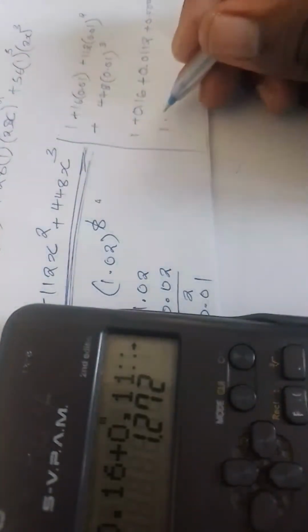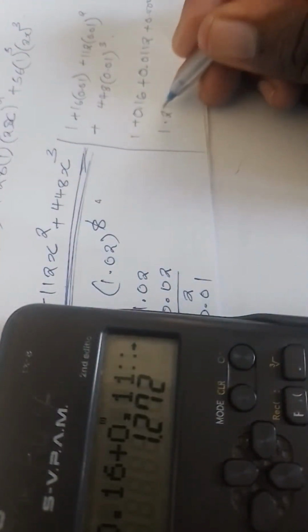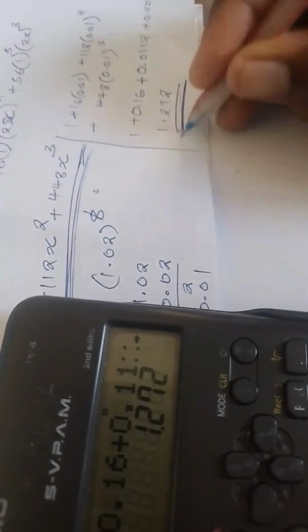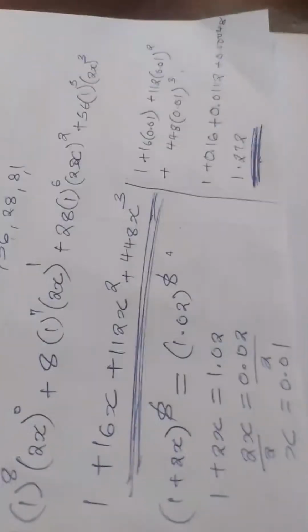So if we add, it will be 1 plus 0.16 plus 0.112. This one will be 1.272. So that is the answer for this question. That is question number 9.